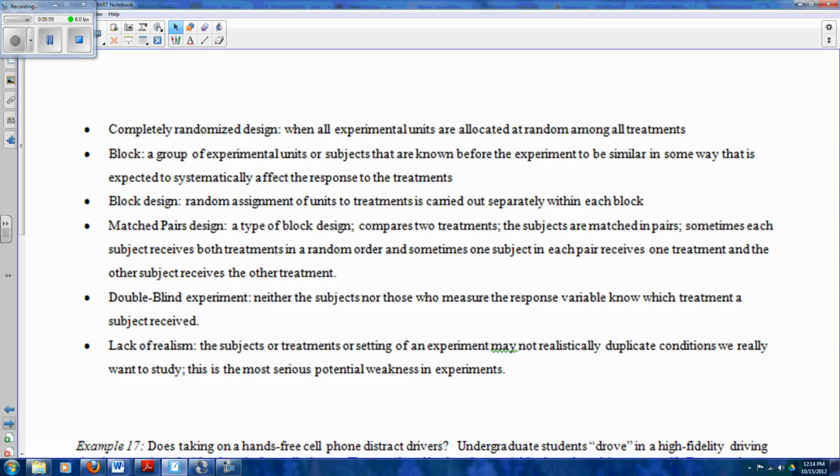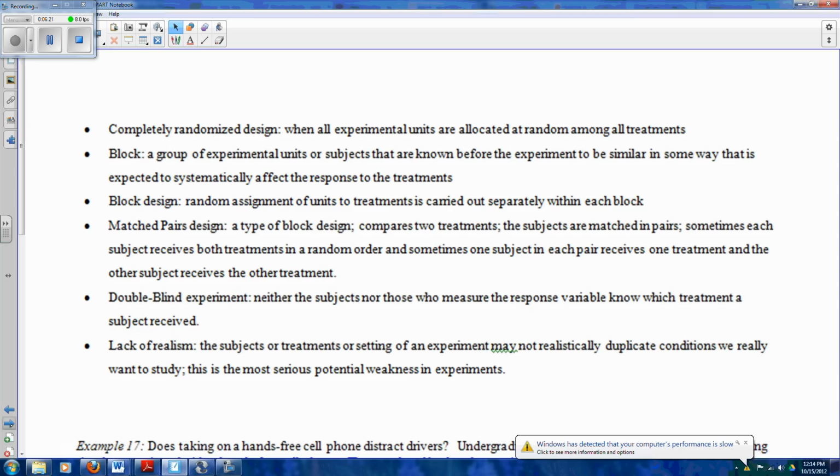So first off, a completely randomized design is when all the experimental units are allocated at random among all treatments. We're going to go through examples of all of these in a minute. But a completely randomized design is where you take all the people in your sample and you just randomly assign them to one of the treatments, and that's it.